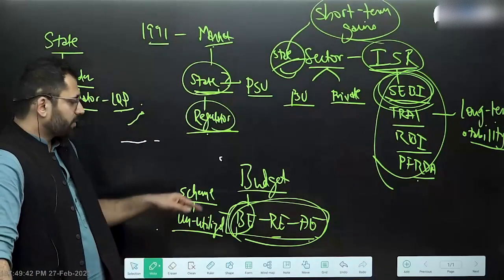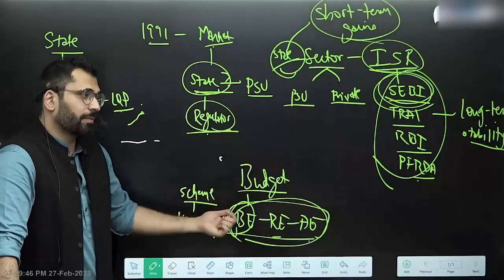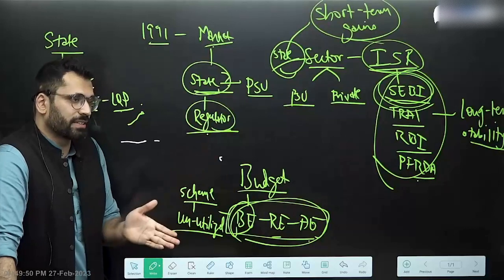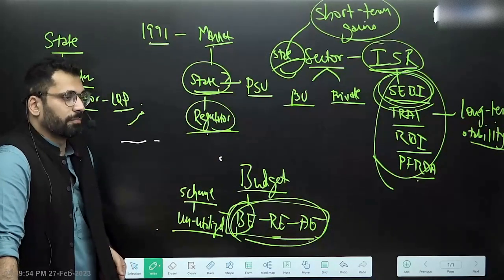So that means on one end, some schemes are getting less money, which you have to revise and increase, and some schemes you are not able to utilize so much. How exactly is the government managing its expenditure? This is one of the biggest problems with the central government.